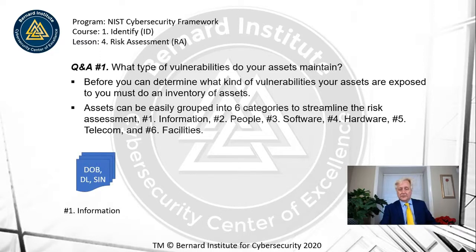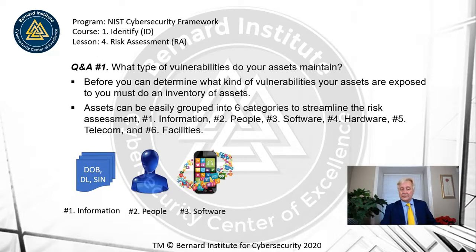For instance, some types of information might be date of birth, driver's license, or social insurance or social security number. People are another asset. We talked about software. Software is on a lot of different devices. It's not just enterprise software on your server. There's productivity software. There's also software on all the appliances.